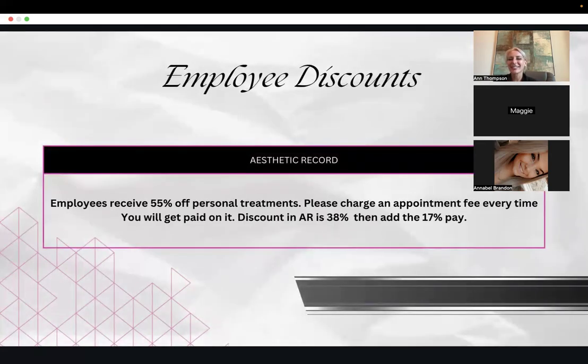Okay, remember as an employee, you get 55% off of your own personal treatment with the exception of the weight loss. Now, the way that it is in Aesthetic Record, it is 38%, but you do get paid on it at that 17%, so it brings it to 55% off. So just know that you get paid on your own treatment, but the discount in AR will read at 38%, but it comes out to a total of 55%.